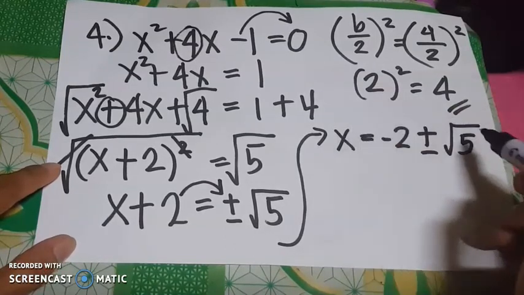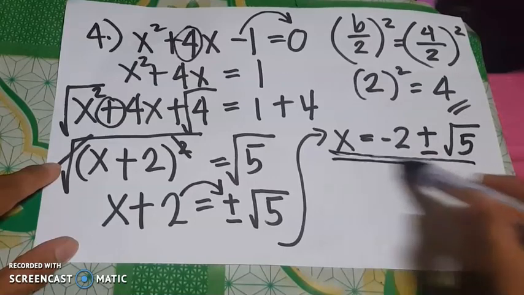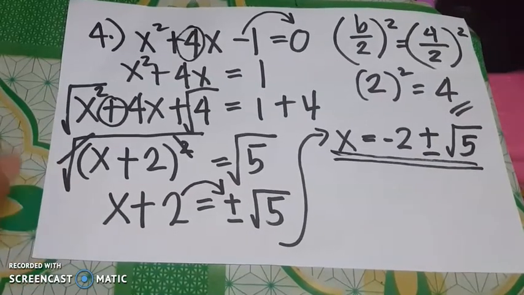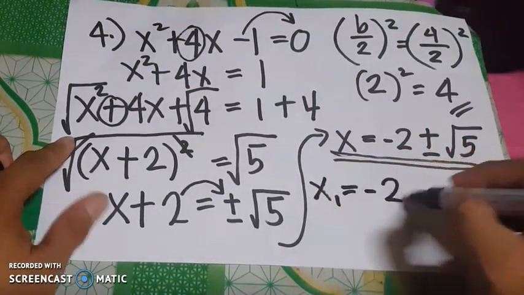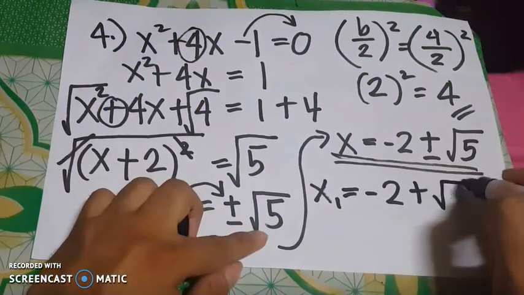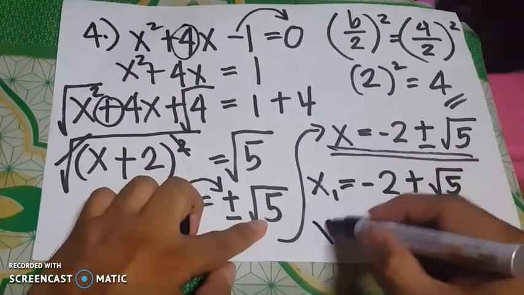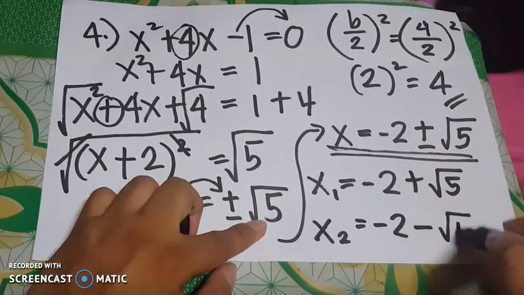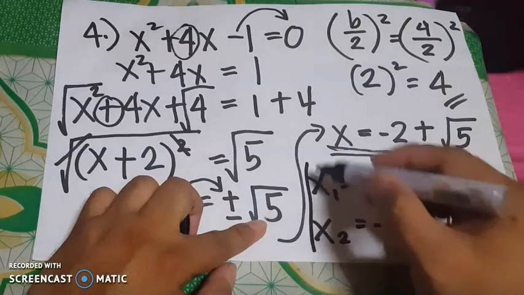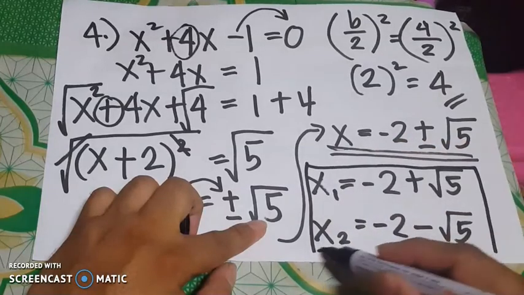We say this answer is already acceptable even if you will not separate the two solutions, the positive and the negative. But if you want to do it, you can also. So the first solution will be x sub 1 is equal to negative 2 plus square root of 5, and the other one, x sub 2, the second solution, is negative 2 minus the square root of 5. So these are the two solutions.